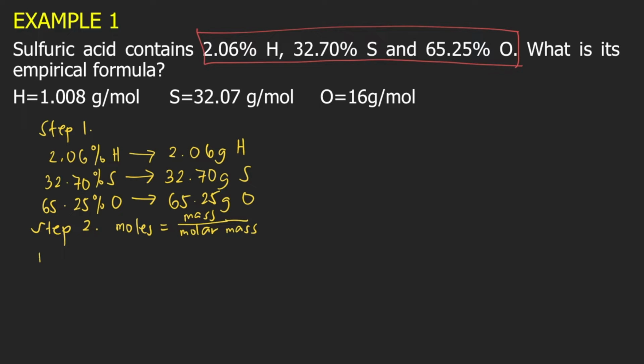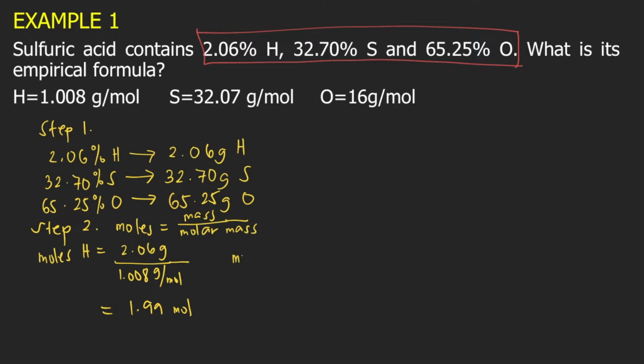Let's start with the moles of hydrogen. The mass of hydrogen in step 1 is 2.06 grams, divided by the molar mass of hydrogen. In the problem, it's already given: 1.008 grams per mole. In case it's not given in the problem, you can get the molar mass from the periodic table of elements. If you solve this in your calculator, the moles of hydrogen you'll get would be around 1.99 moles.